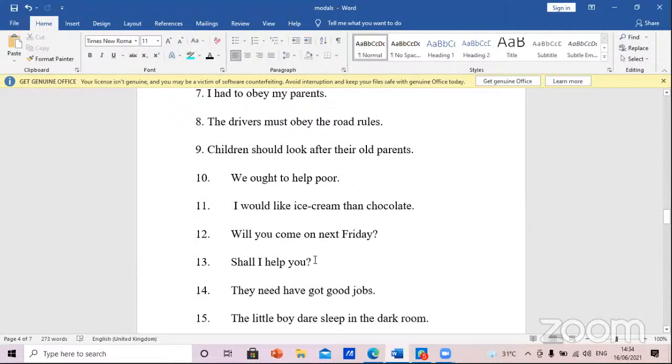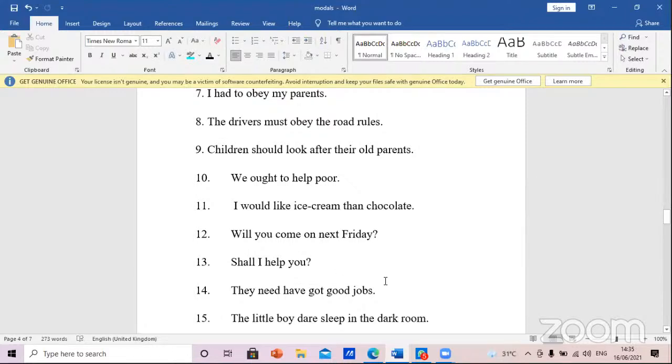Shall I help you? She or he is offering something, right? You are trying to carry your bag, so someone is going to help you. Shall I help you? Like that, right? Most of the time, will and shall are used in question forms, right?